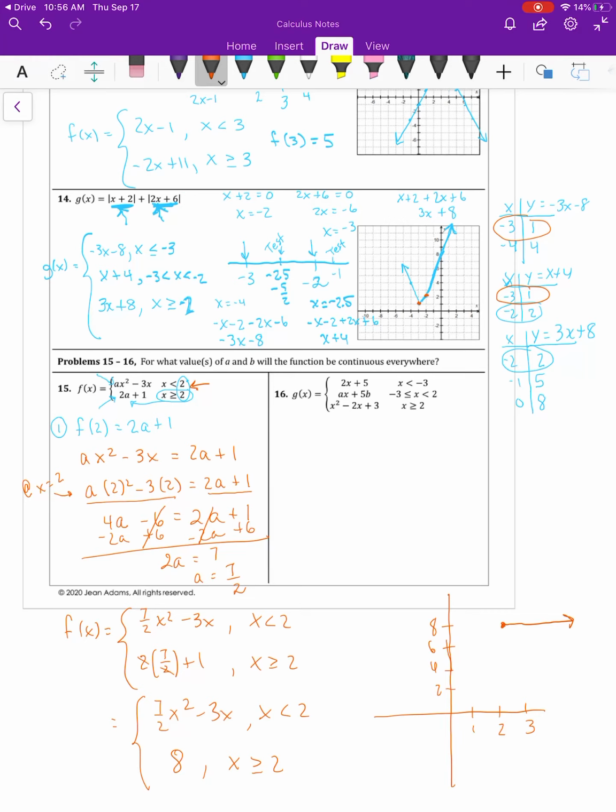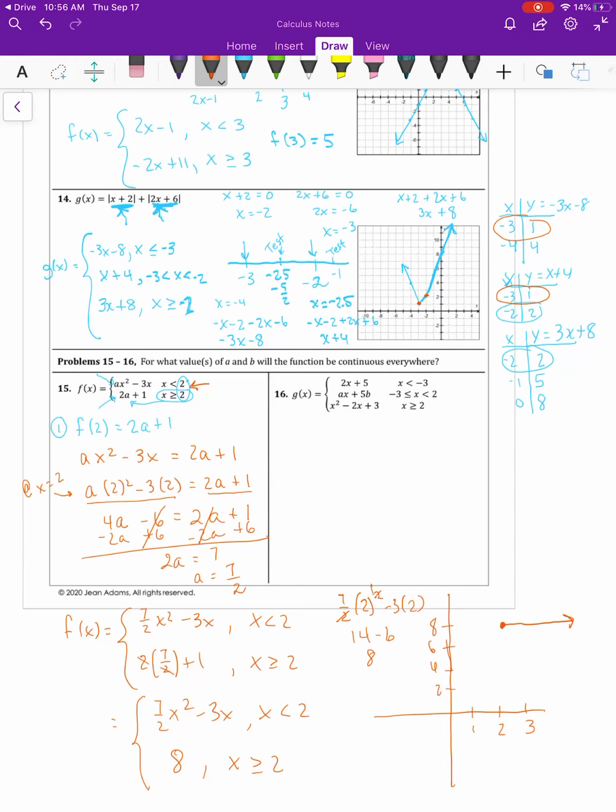And now that I've put the proper 7/2 x squared minus 3x, I'll just check to make sure I get 8. So if I put a 2 in, 7/2 times 2 squared minus 3 times 2, one of those 2's is going to go away with one of those. So this is going to be 14 minus 6. That is 8. So they share that point.